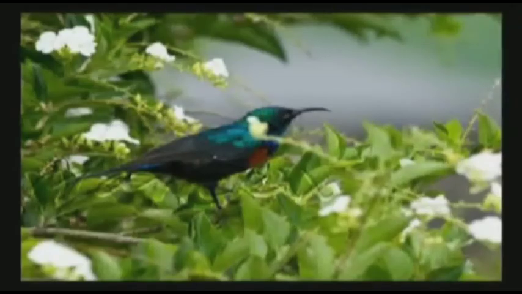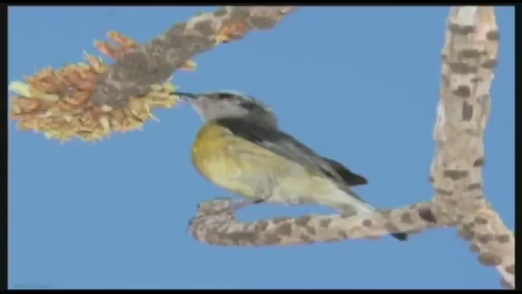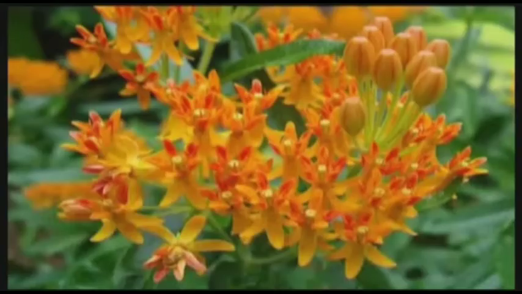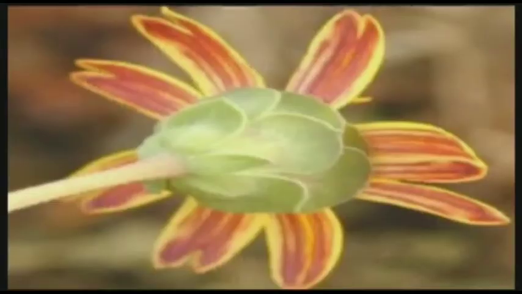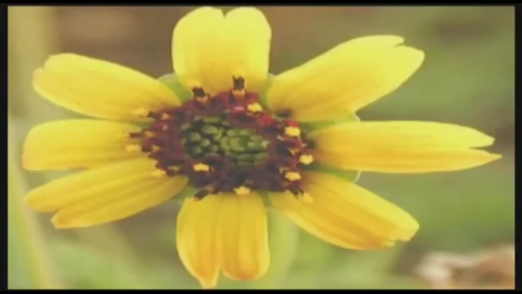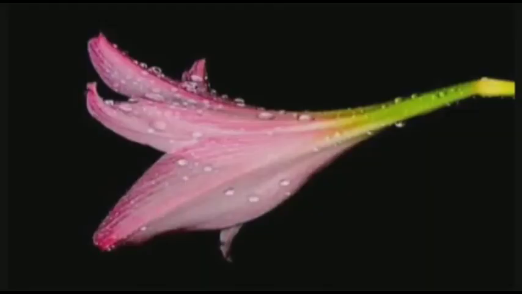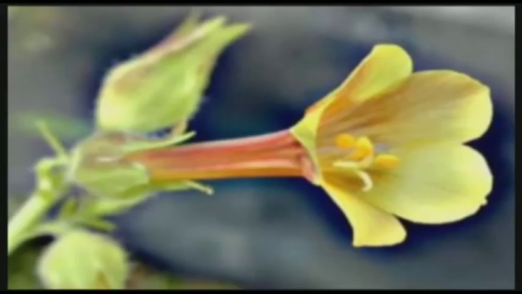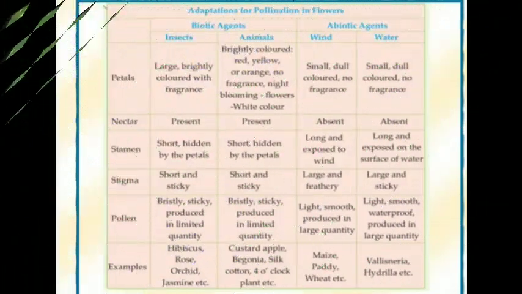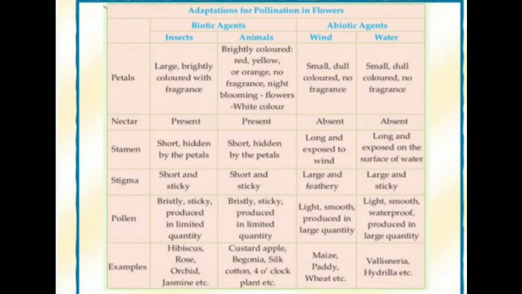Bird-pollinated flowers have the following characteristics. They often have red, orange or yellow petals, sepals or stamens that are attractive to birds. They are not usually scented because most birds do not have a well-developed sense of smell. Example, Fuchsia, Polemonium. Hope everyone understood the concept with the video also.